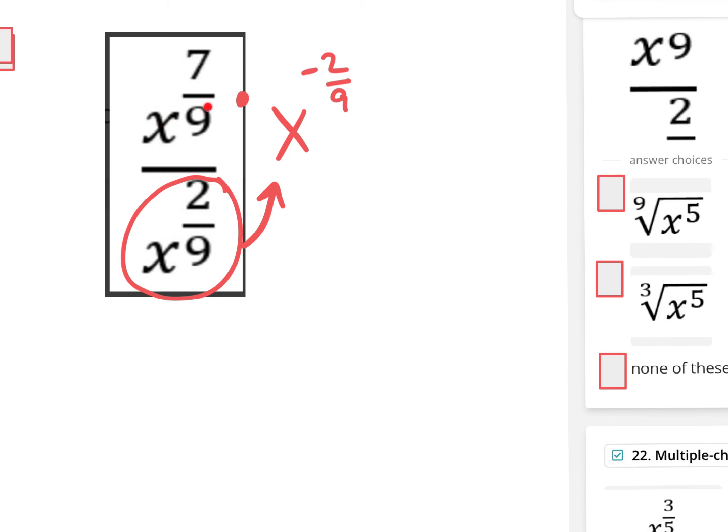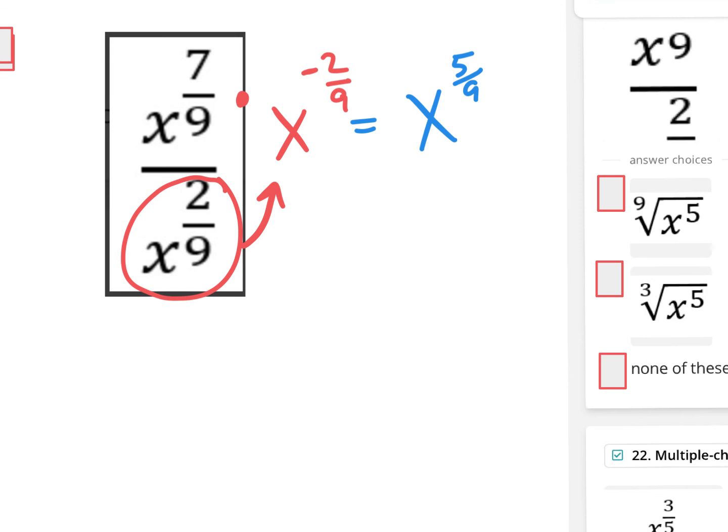So what do I have here? I have x to the something times x to the something. Now what do you do when you're multiplying two items with the same base? You simply combine the exponents. You normally add them, right? Combining and adding is the same thing. 7/9 plus negative 2/9. We have a common denominator, so that's pretty easy. 7 take away 2 is 5, of course over that common denominator, 9. So you have x to the 5/9 power.